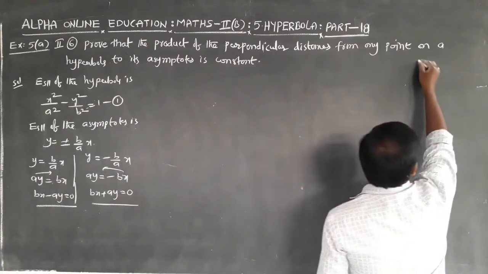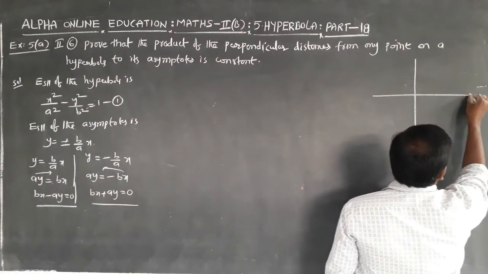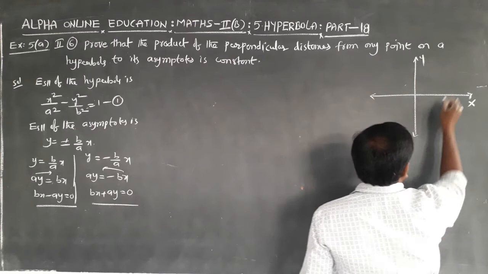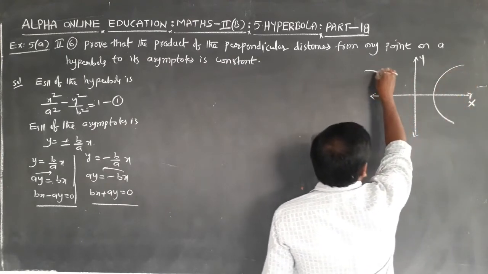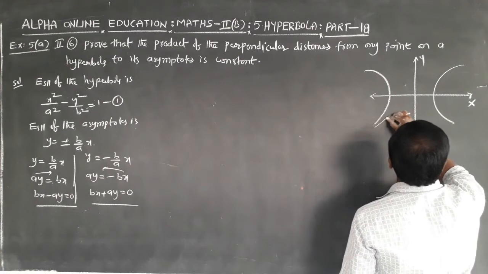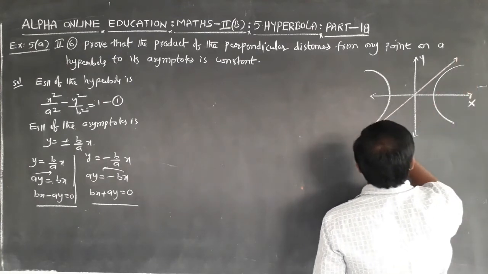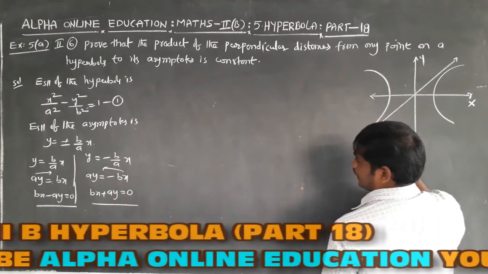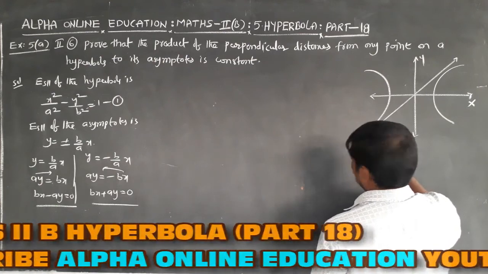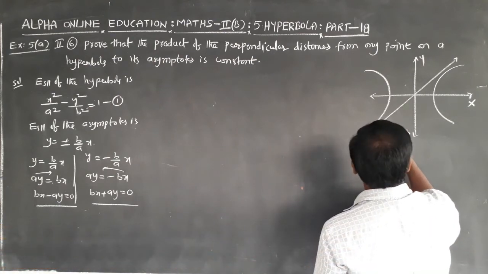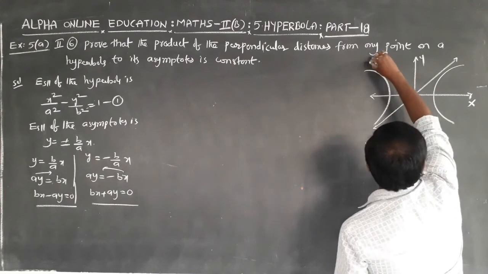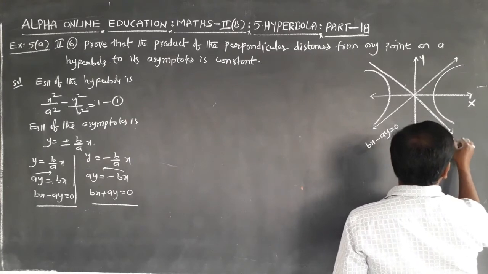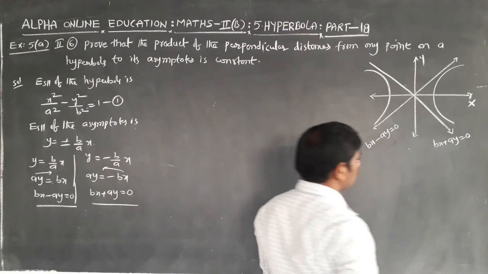First of all, we draw the diagram of the hyperbola. This is the x-axis, this is the y-axis. This is the hyperbola. This is the first asymptote line, bx minus ay equal to 0. This is the second asymptote line, bx plus ay is equal to 0.